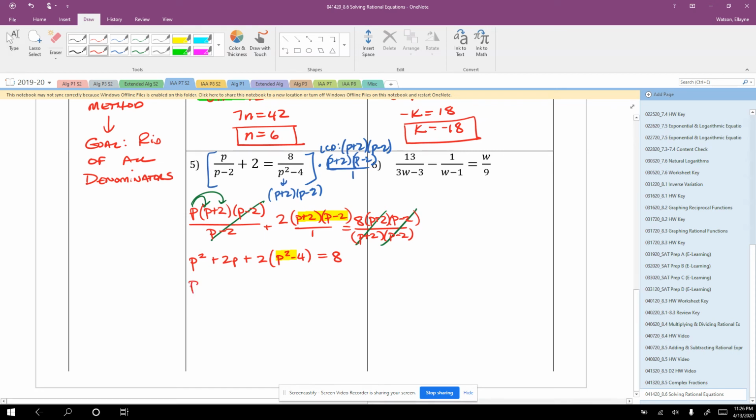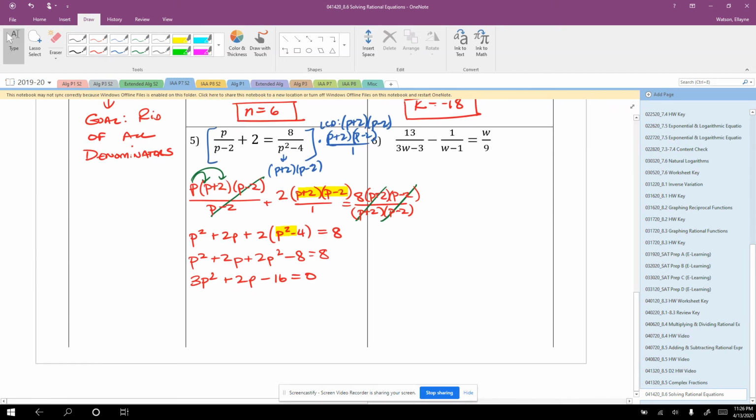Okay, keep going here. I'm going to distribute that 2 to the p squared and to the 4. All right, and you noticed already we've gotten rid of all the denominators, which again is our goal. Let's clean it up. Let's keep going here. We're going to get 3p squared plus 2p minus 16 equals 0. Okay, it's quadratic, factor or use the quadratic formula. Either one is totally fine at this point.